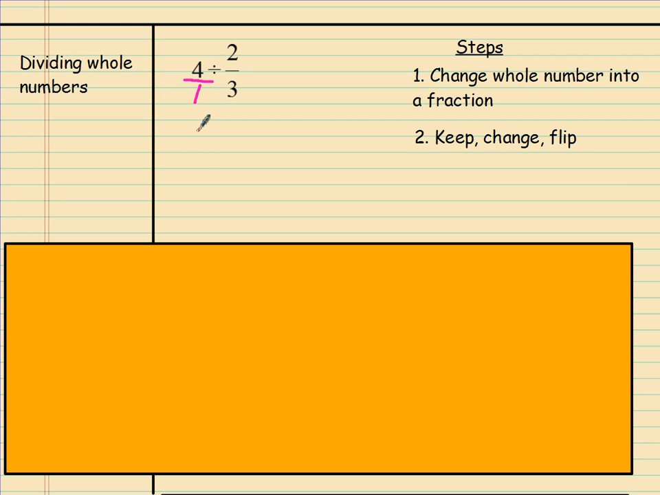So we have 4/1. Change the sign, flip the last fraction. We have 4/1 times 3/2. We know how to multiply. 4 times 3 is 12. 1 times 2 is 2. When we simplify, 12 over 2 is 6.